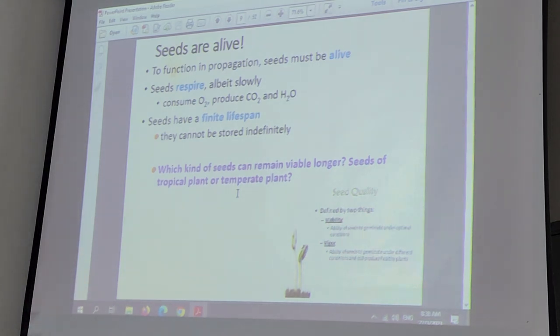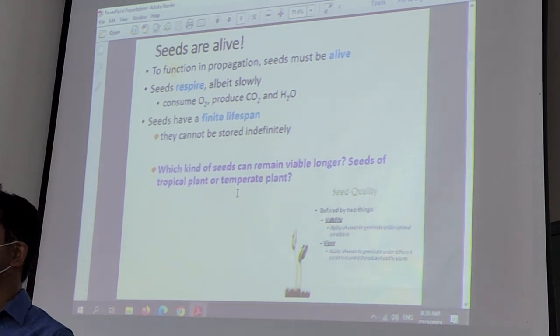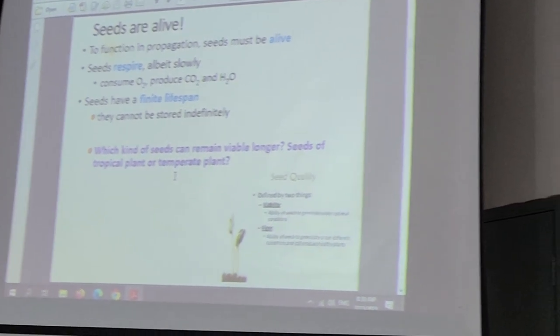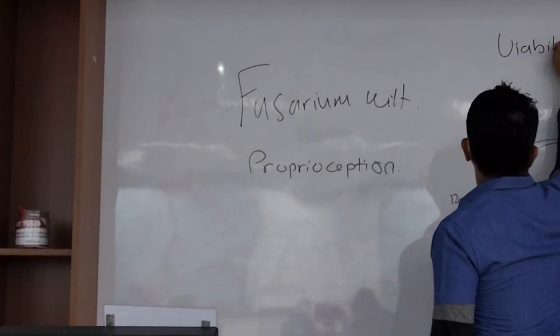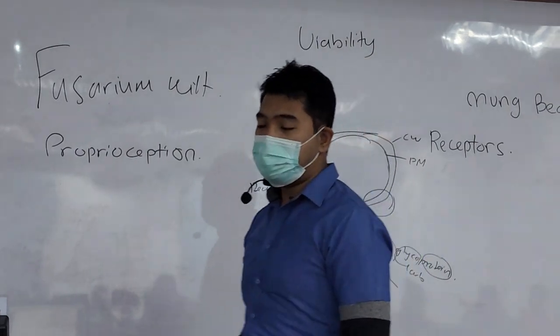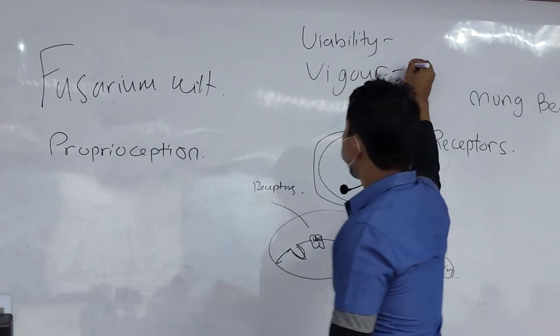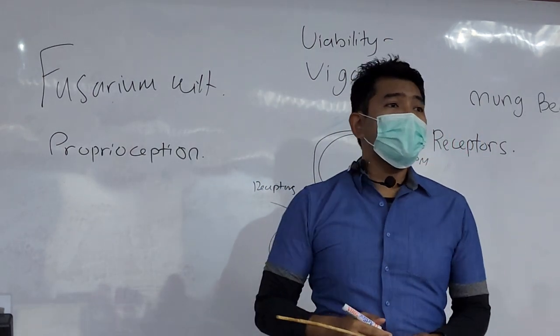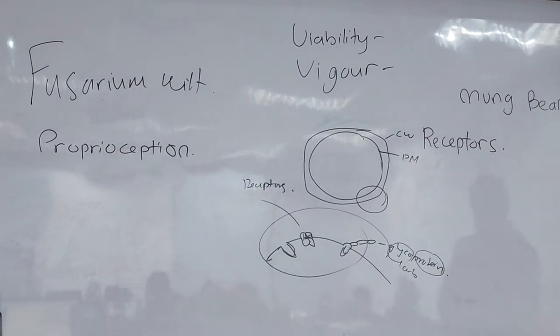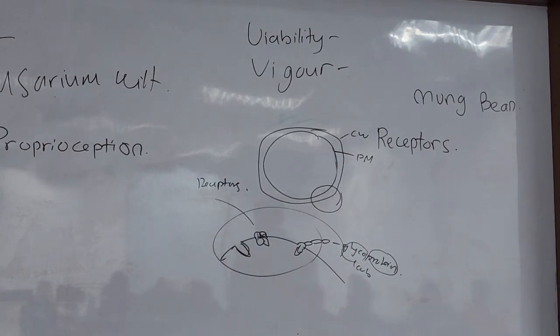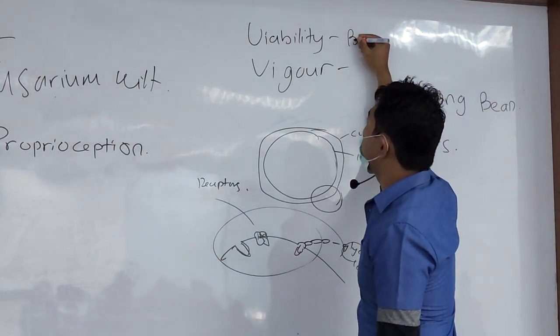So, finite lifespan for the seed. What kind of seed can remain viable for long? What is viable? There are two concepts here. Viability. And what's that one? Vigor. What is viability? Viability means it is just simply alive. Okay? In Malay, I think it's called benih bernas.